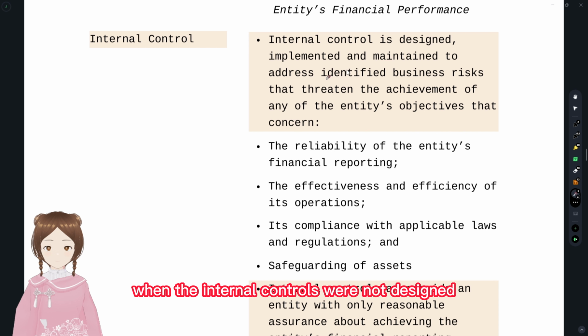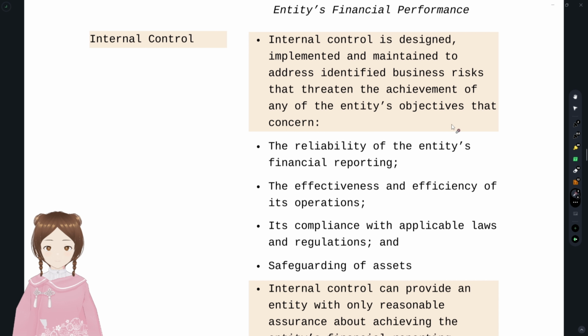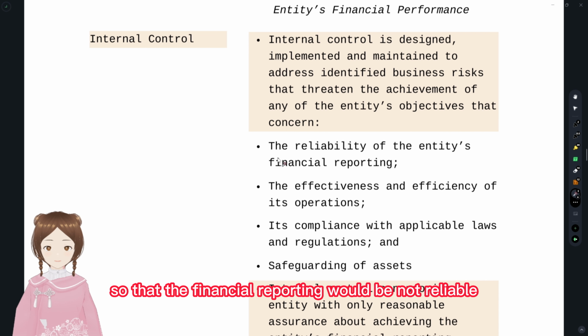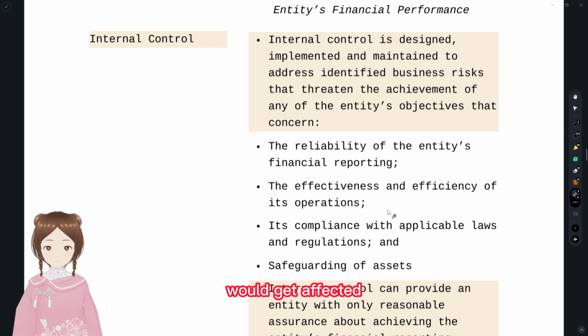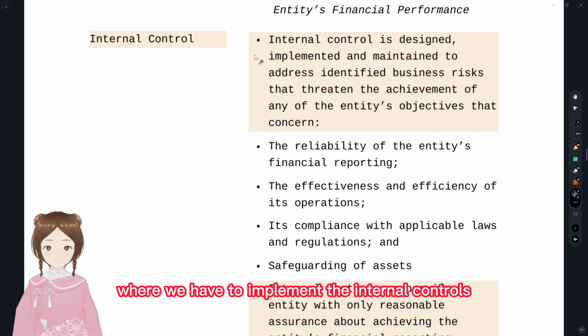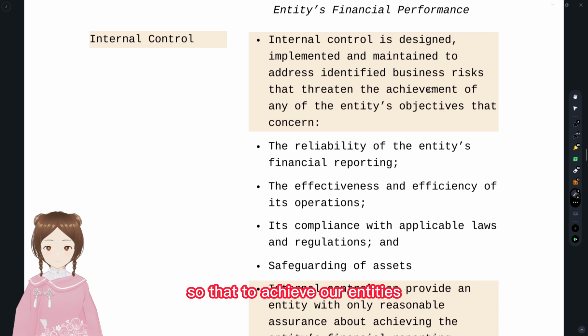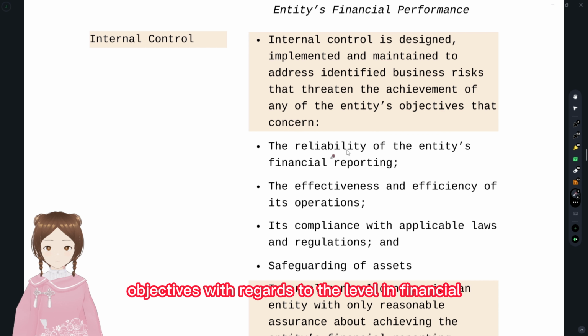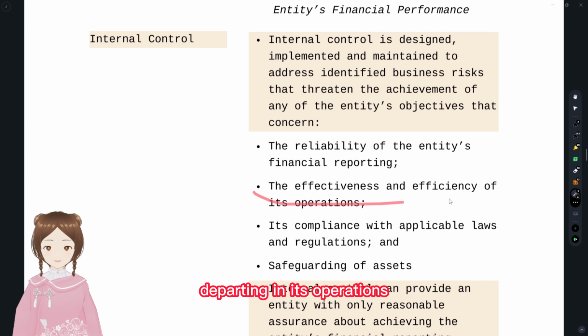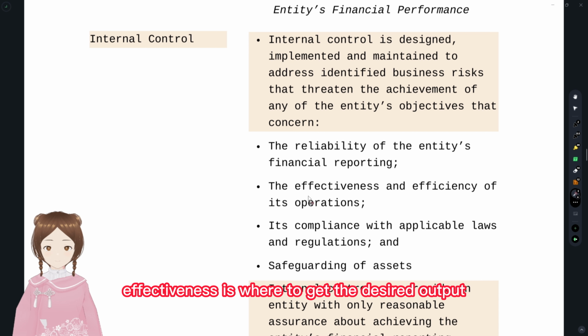When the internal controls are not designed, implemented, and maintained, they create a threat, so that financial reporting would not be reliable. The effectiveness and efficiency of operations would get affected, as would compliance with applicable laws and regulations and safeguarding of assets. These are all the areas where we have to implement internal controls to achieve our entity's objectives: reliability in financial reporting and the effectiveness and efficiency of operations. Effectiveness is getting the desired output.